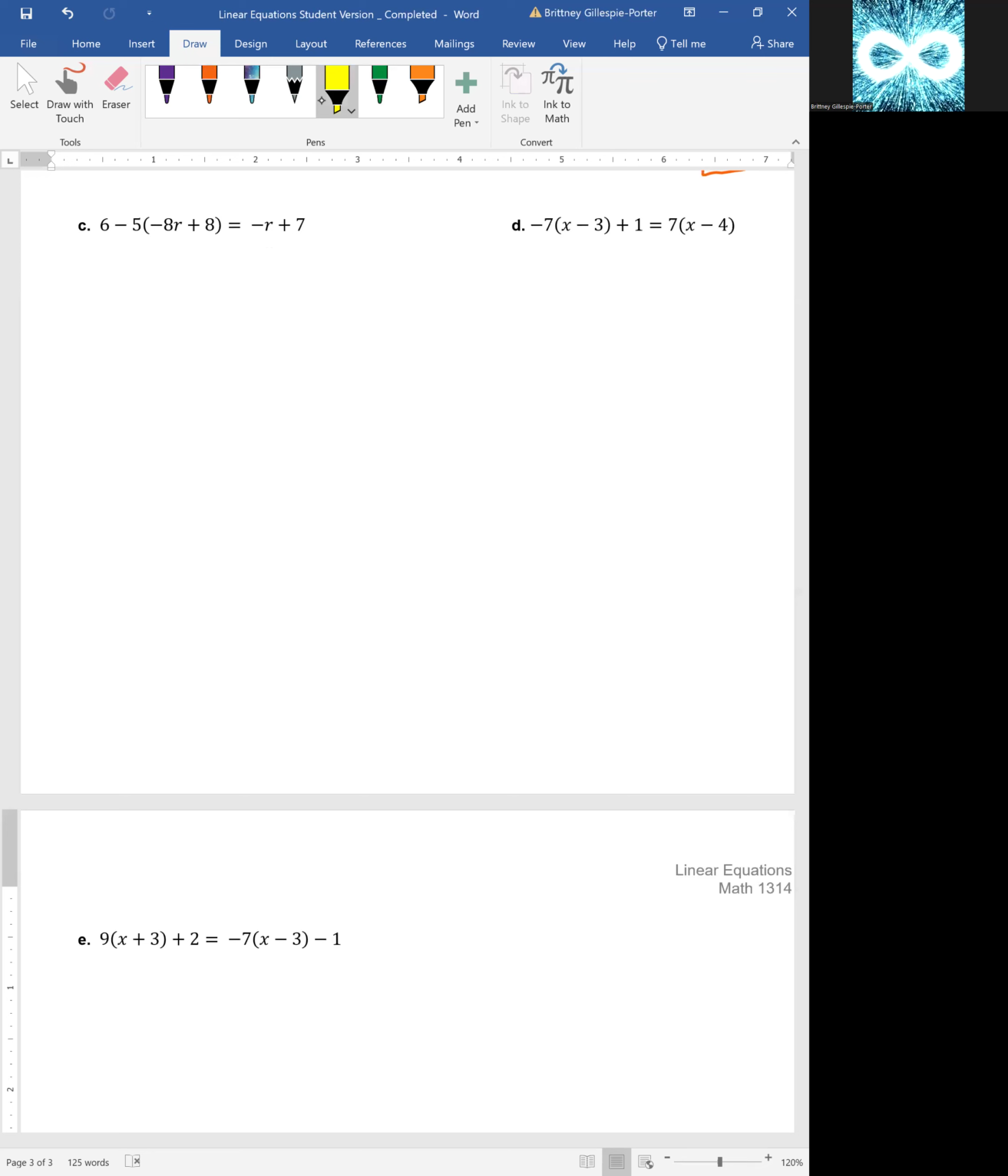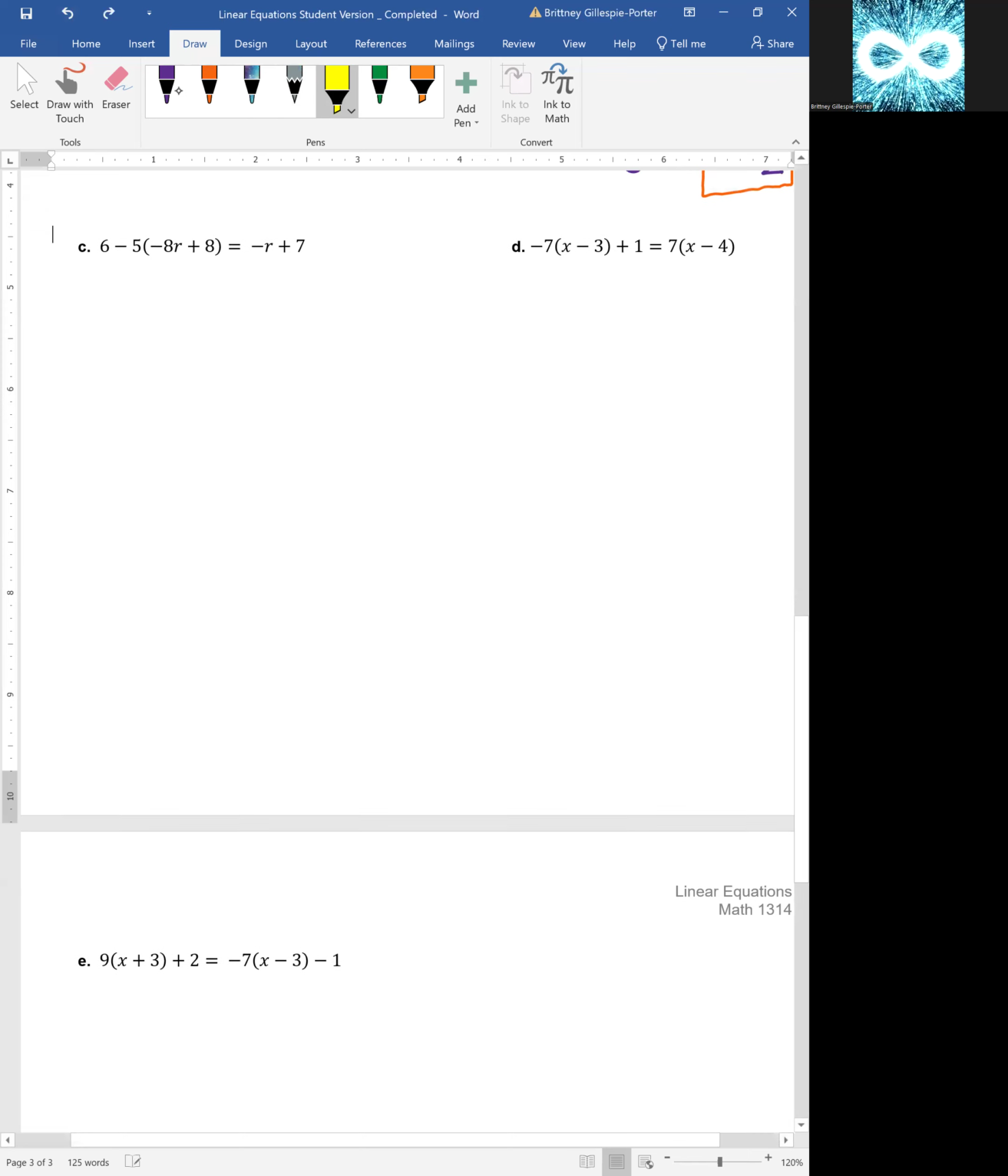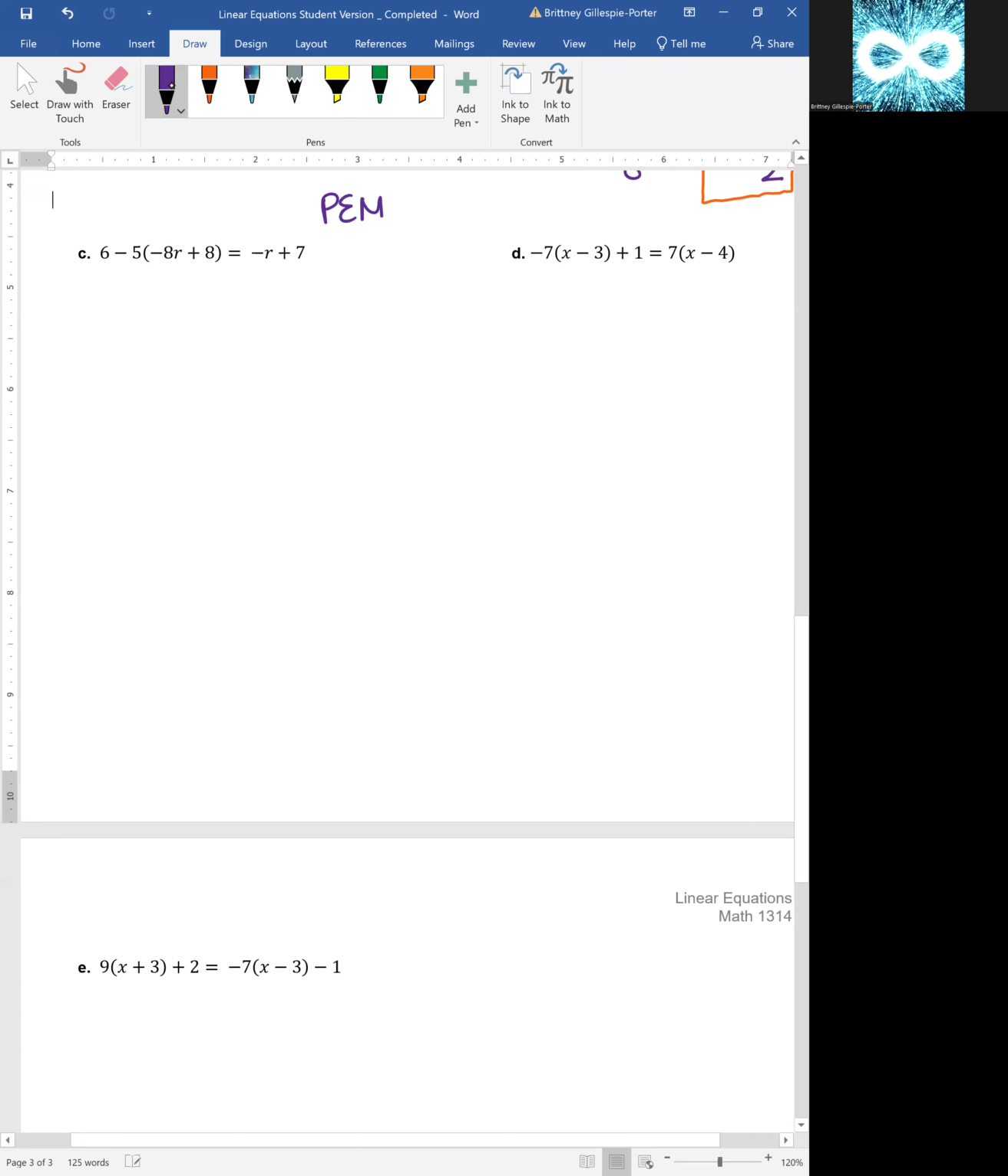things were cool, it was please excuse my dear Aunt Sally. So again, you probably learned it as PEMDAS, but parentheses, exponents, multiplication and division, which can switch order, and addition, subtraction. This tells us that we need to take care of the parentheses first. Inside the parentheses, there's nothing to combine, but we do have the -5 out front. We need to distribute that -5 all the way through the parentheses.